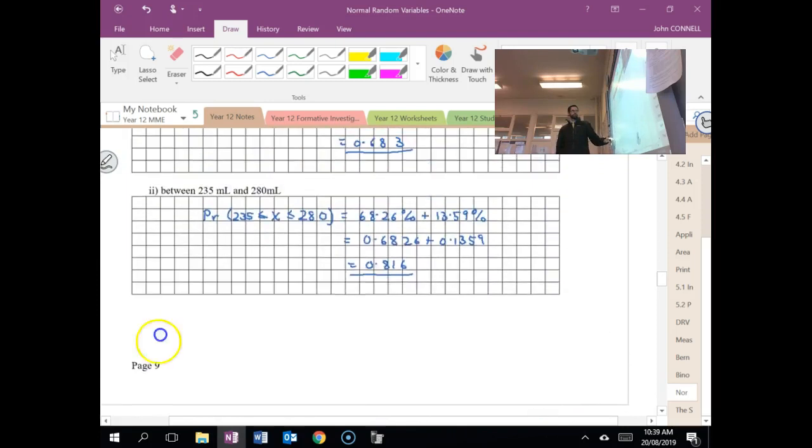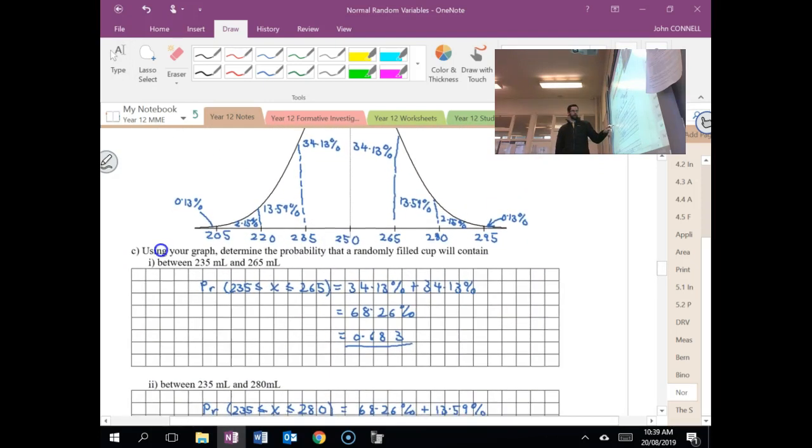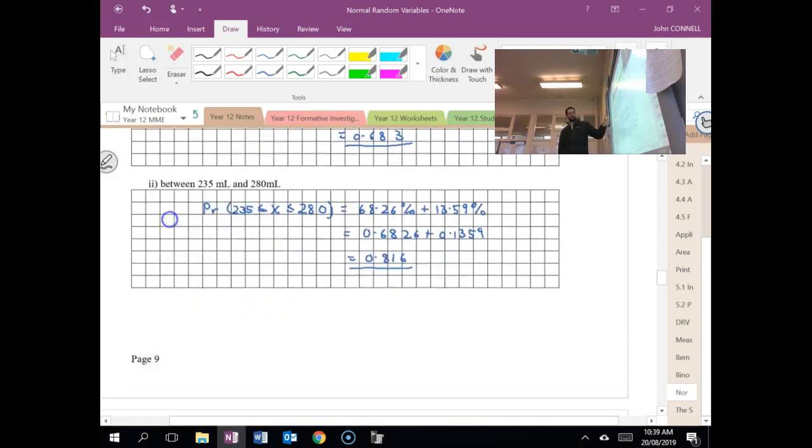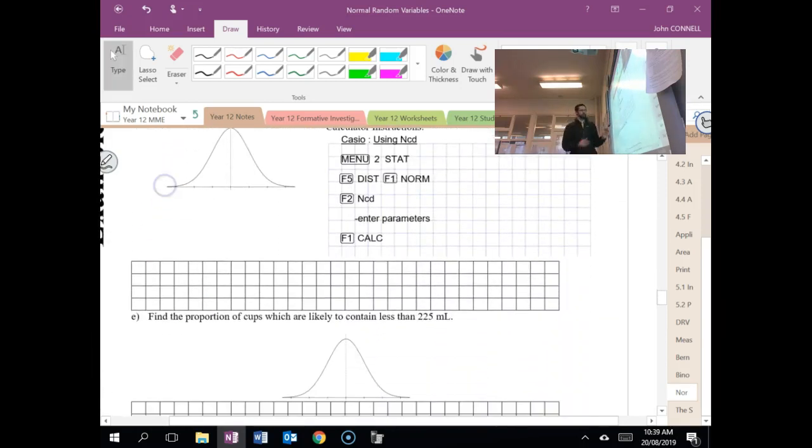So 242 does not lie on my graph, it is about there, and 269 also is not one of the special values on my graph. So 242 is about there and 269 is about there. So there's no way we could actually use our graph to do this. So we're going to need to use our calculator.